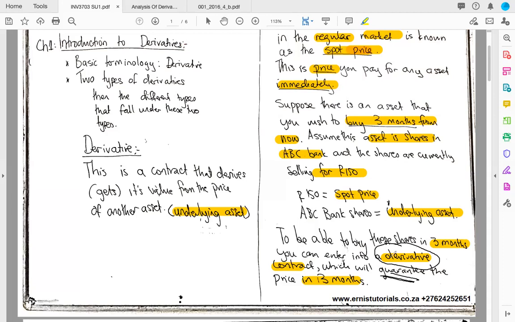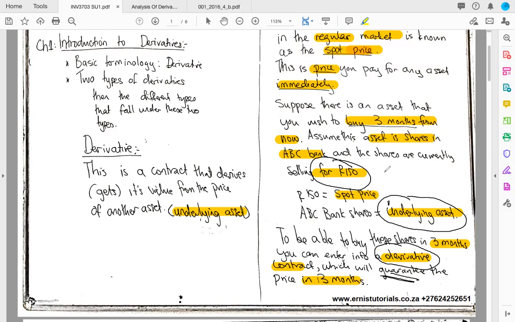So there might be an asset in the market that's currently selling at a certain spot price, right? But you might not want to buy that asset today. You might want to buy that asset in the future, right? And we call that asset the underlying asset. So to make sure that the price you buy that asset for in the future is not too high, you can enter into a derivative contract, a contract which will guarantee the price at which you can buy the asset from someone at an agreed price.